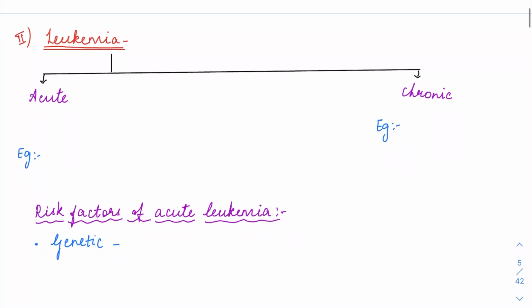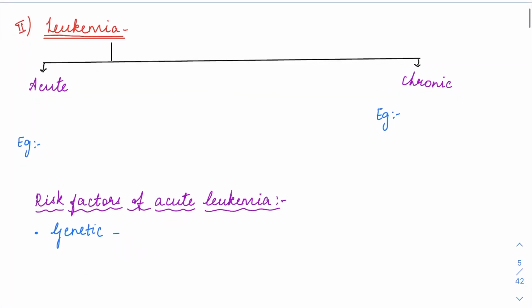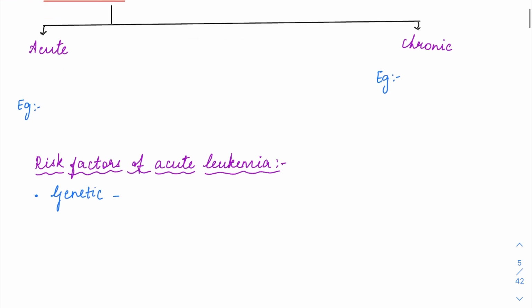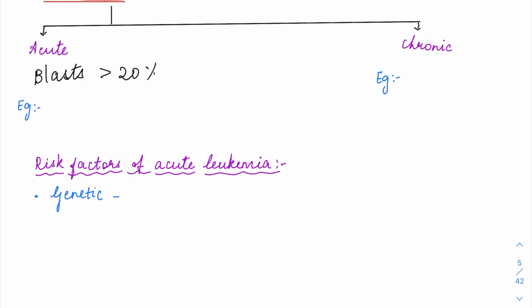So let's move on to leukemia. Leukemia is nothing but the presence of blastic cells in the blood. You can classify leukemia as acute leukemia and chronic leukemia. Acute leukemia is when you see the blast percentage to be more than 20%. So the number of blasts should be more than 20%. The examples of acute leukemia are acute lymphoblastic leukemia and acute myeloid leukemia.